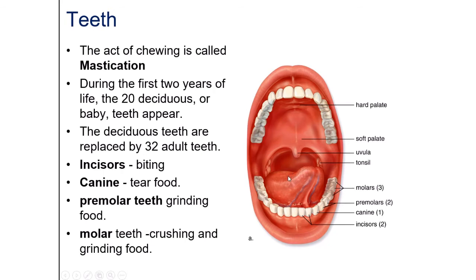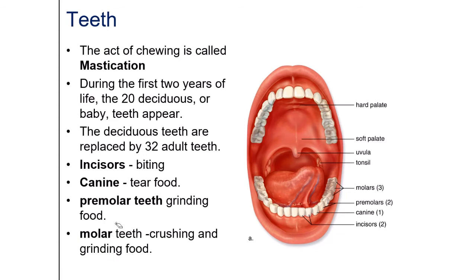So different teeth have different functions. The incisors are the ones that are for biting. So you have the incisors here at the top, 4 of them, and then 4 at the bottom. Flanking the incisors are the pointy ones. Okay, the canines, those are for tearing food. And then you have the premolar teeth for grinding food, and the molar for crushing and more grinding.